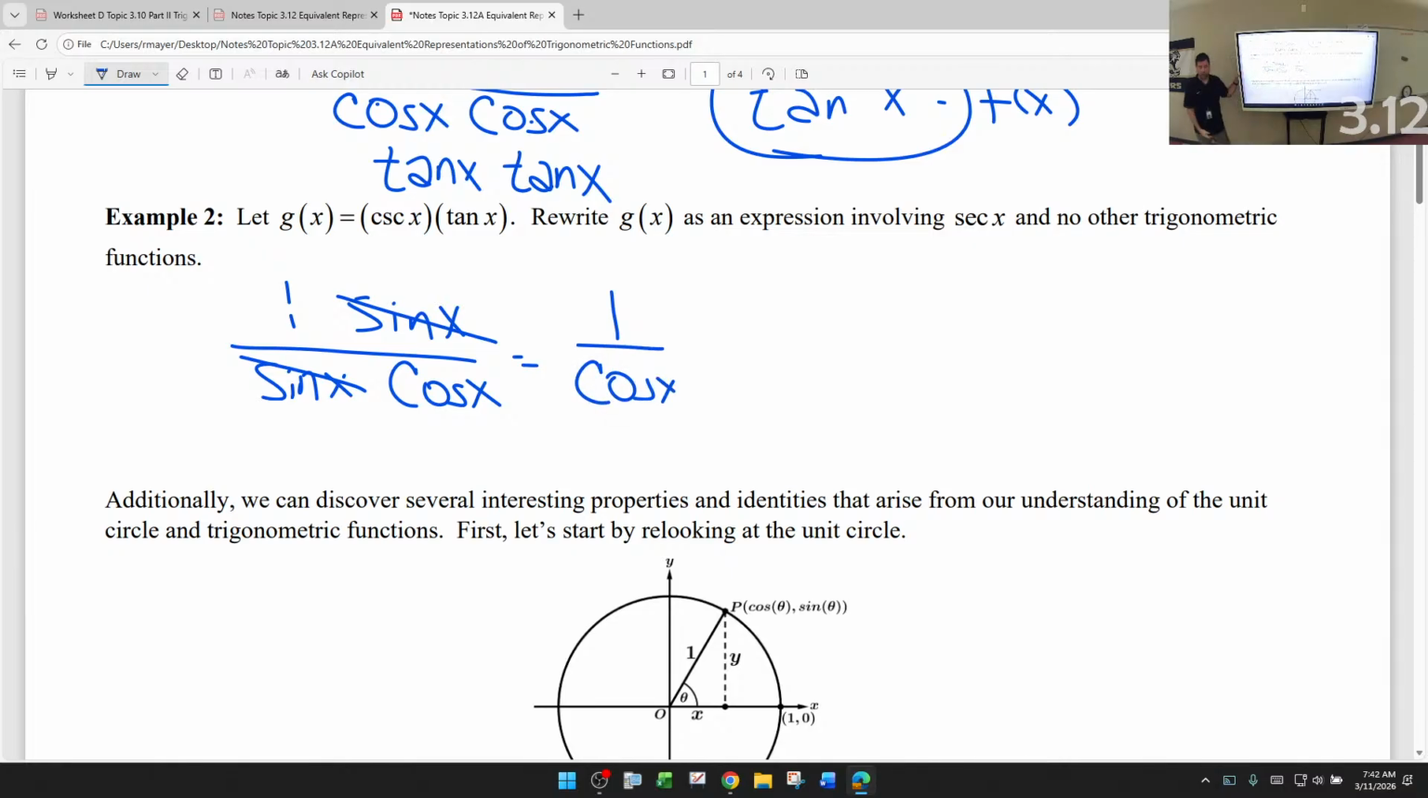I have rewritten it to start with, but they want it rewritten in secants. Well, that's really nice that they want secant, because 1 over cosine is secant x. My board is jumping this morning. I have to write a little bit slower, I think.